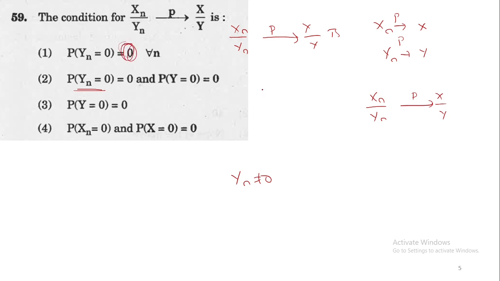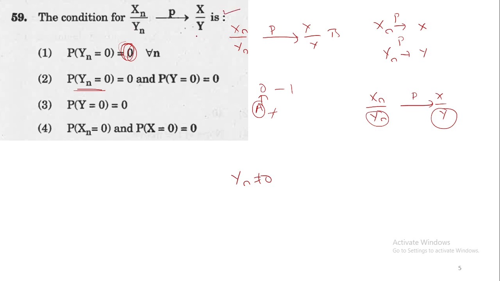Always you know that probability lies between 0 and 1. If the probability of any event A is 0, that event is not happening. So here Y should also not be 0. If Y is 0, what will happen? X by 0 is infinity. It will not converge to X by Y. And Yn should also not take the value 0, because Xn divided by anything that is 0, if Yn takes the value 0, then this itself will be infinity. So then this condition will not hold.